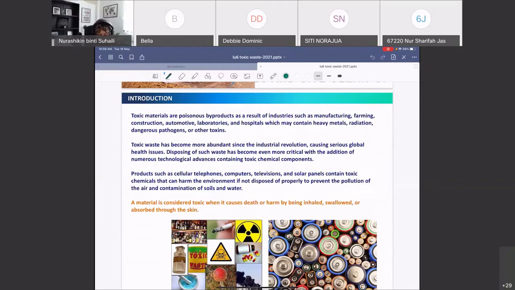All right. So a material is considered toxic when it causes death or harm by being inhaled, swallowed, or absorbed through the skin.